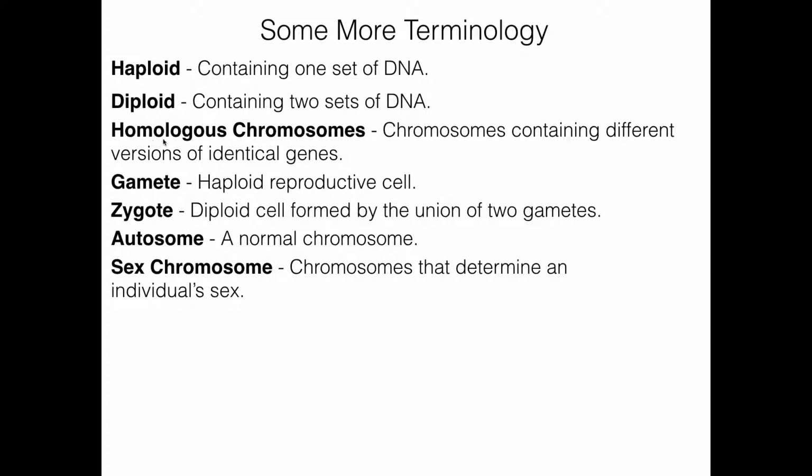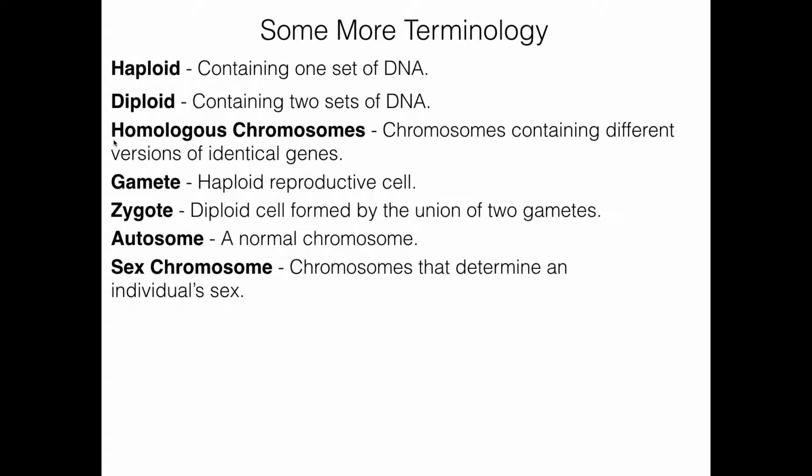These paired chromosomes, like you have 2 chromosome 1s, those are called homologous chromosomes. Homologous means similar, but not identical. Remember, sister chromatids are supposed to be exact copies of one another. That's not what a homologous chromosome is. Homologous chromosomes contain the same genes, but they might have slightly different versions of each gene.